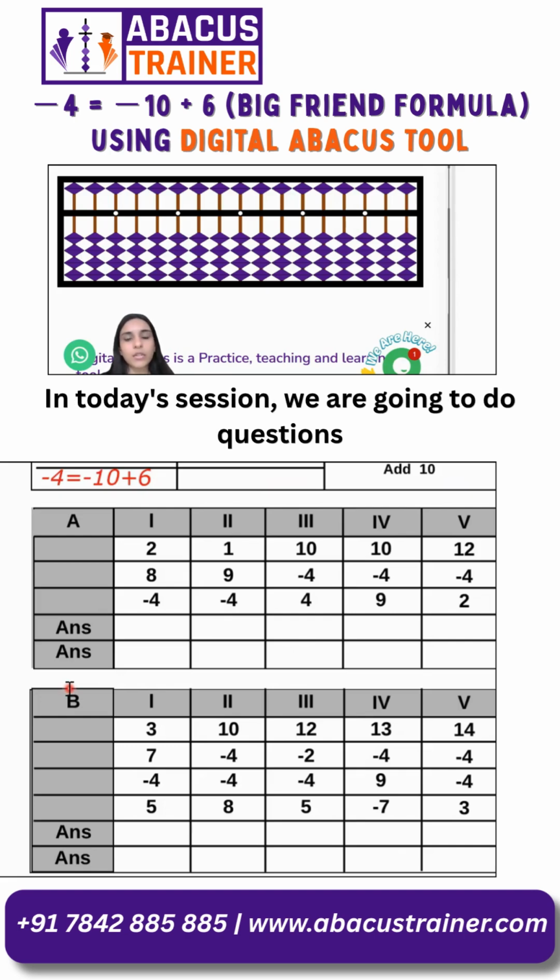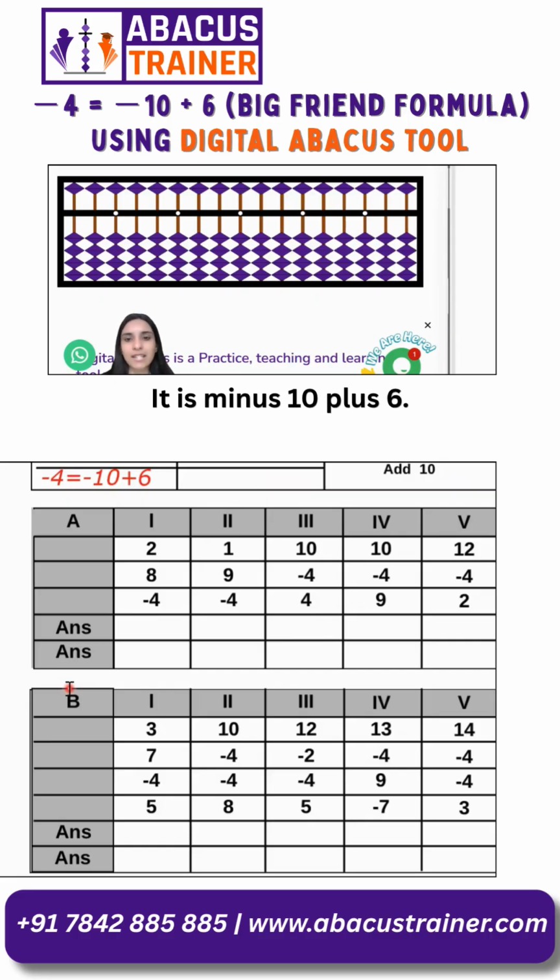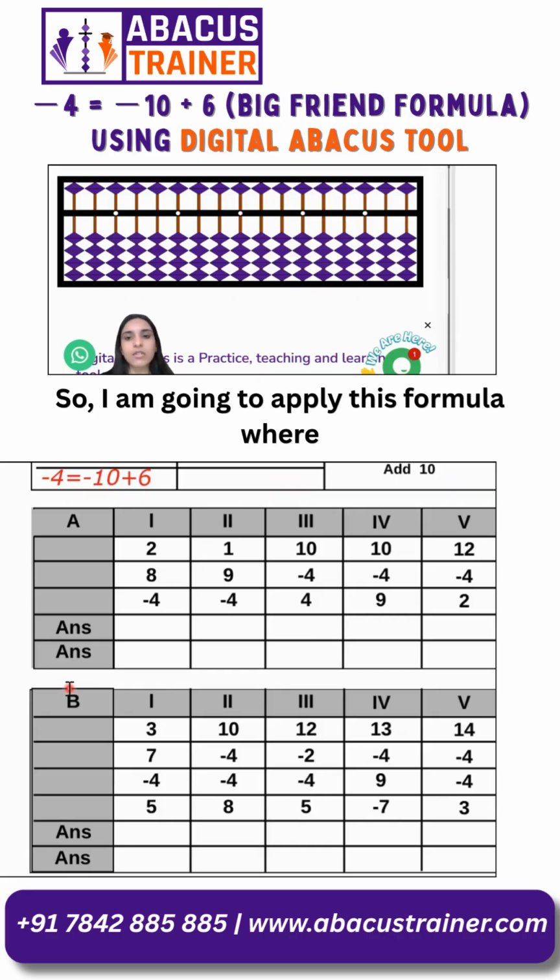In today's session, we are going to do questions based on minus 4's big friends formula. What is the big friends formula of minus 4? It is minus 10 plus 6. So, I am going to apply this formula where I will not have enough beads to subtract.